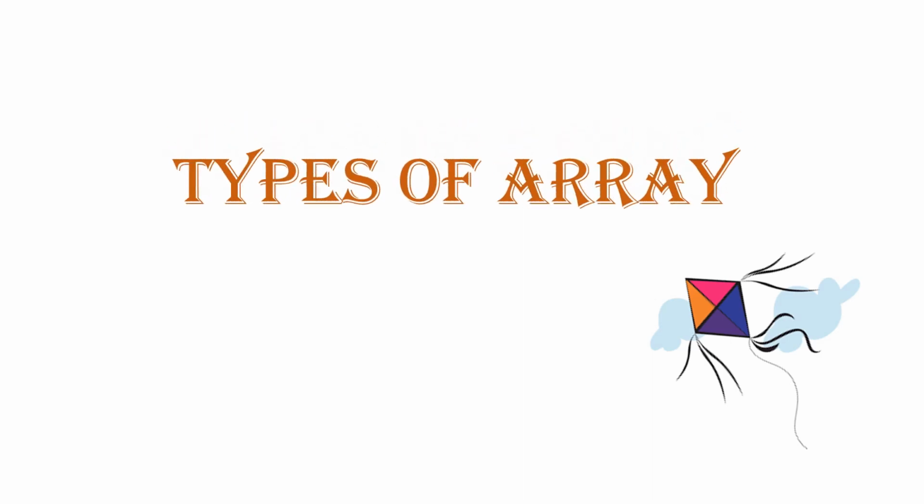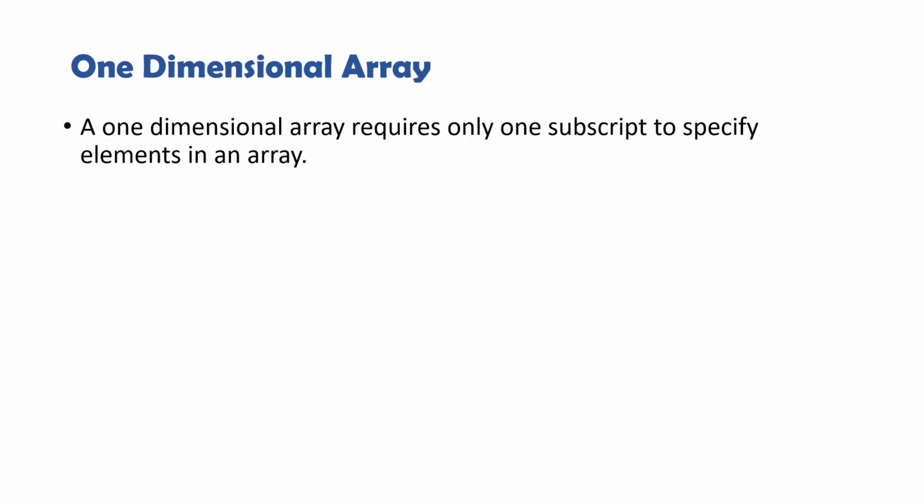The next topic we are going to see is types of array. The first one is the one-dimensional array. Now, how is an array declared as one-dimensional? For that we need subscript. A one-dimensional array requires only one subscript to specify the number of elements in an array.